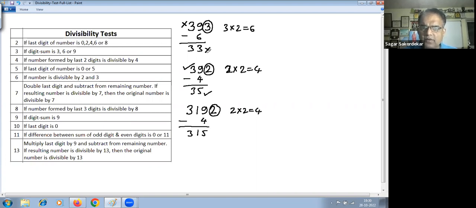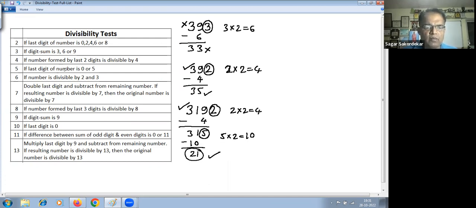In the previous example, in the first attempt only, we had taken a decision. Here at this stage, you cannot take a decision. Repeat the same procedure. Take the last digit, double it. And then subtract from the remaining part. Remaining part here is 31 minus 10 is 21. And you know that 21 is divisible by 7. 7 3s are 21. So because this is divisible by 7, this original number 3192 is divisible by 7. So that completes the divisibility test for 7.